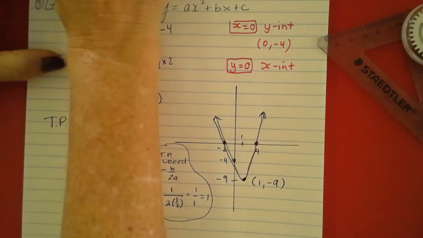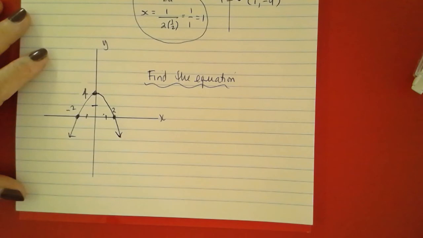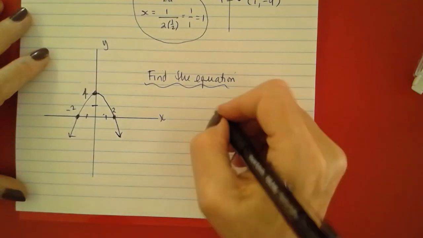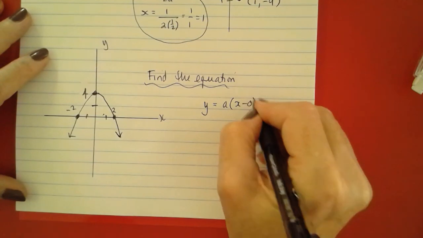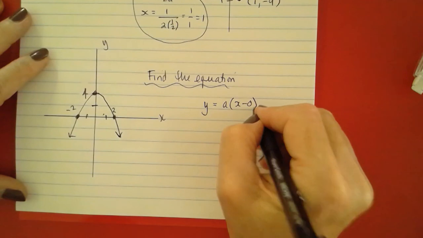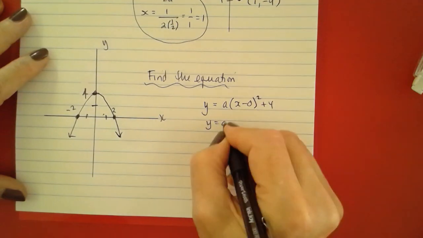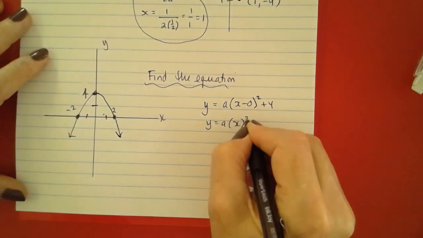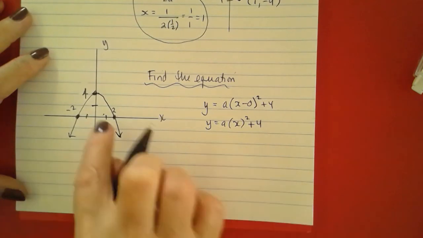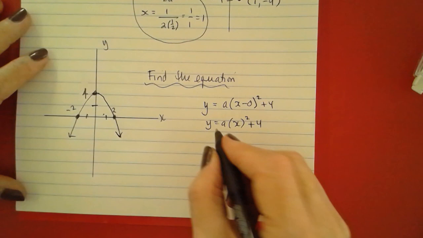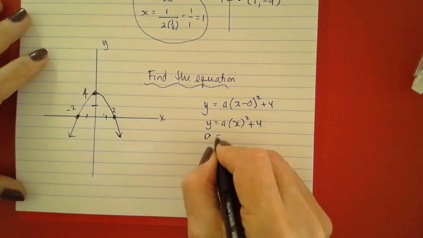I'm going to pause for 1 second. All right, to find the equation of that, where would you start? So you go y equals a times x minus 0 squared plus 4? Yeah. And you'd need to find the a? Sub in to these two? Yeah. Okay. So I'll go y is 0 when x is 2.